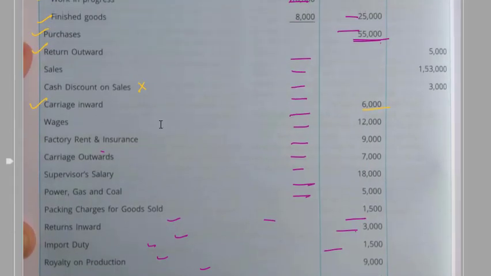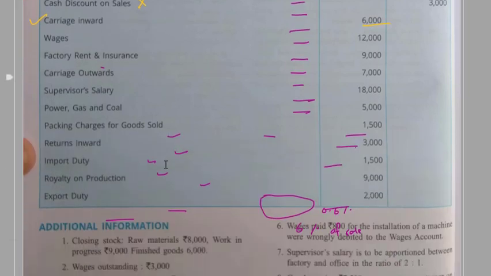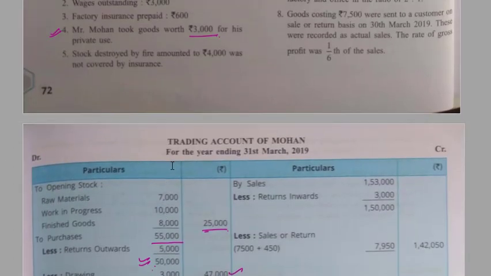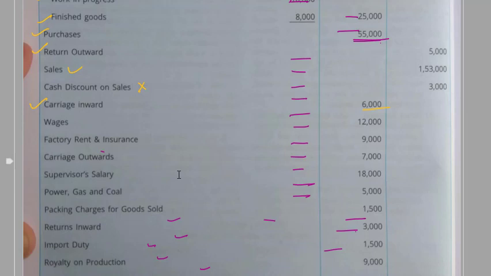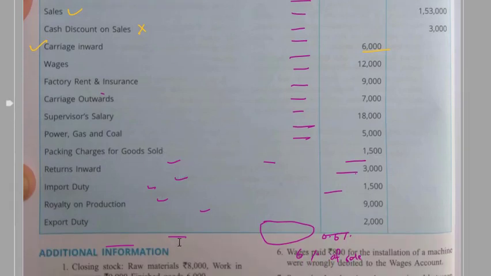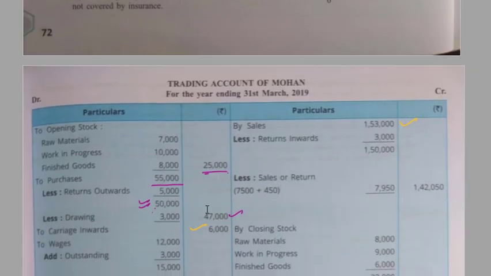Now after carriage inward, in between we have an item called sales. Sales we will record on the credit side. So here for sales you have 1,53,000. Then if there is sales return, that we will subtract. So we have an item called return inward, that is called sales return. This 3,000 also you will subtract. So return inward 3,000 gives me a total of 1,50,000.